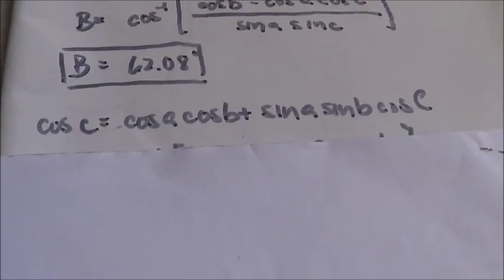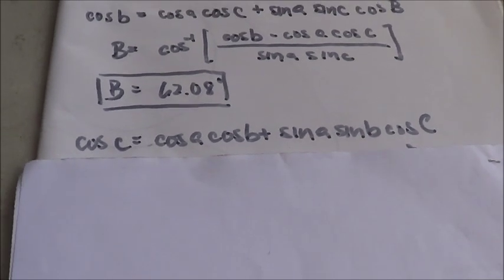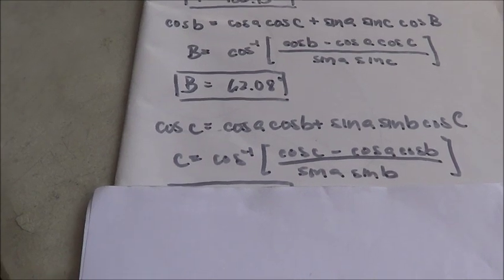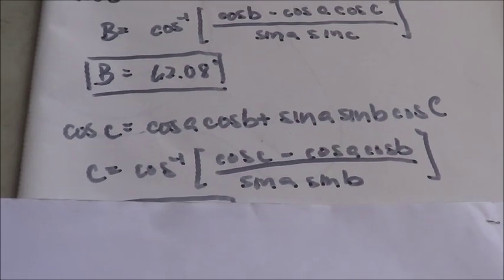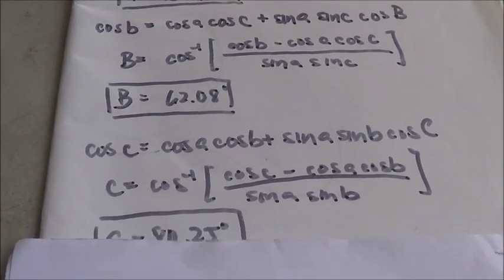For the last unknown, we use the formula cosine c is equal to cosine a cosine b plus sine a sine b cosine uppercase C. Then we isolate the uppercase C. This is the formula. We get arc cos of cosine c minus cosine a cosine b all over sine a sine b. Then again we plug in the values and we get C is equal to 80.25 degrees.